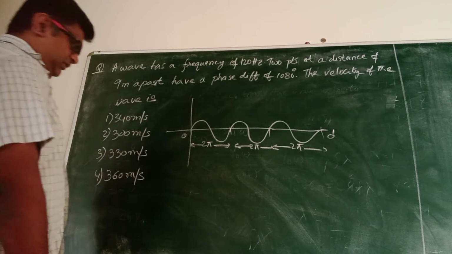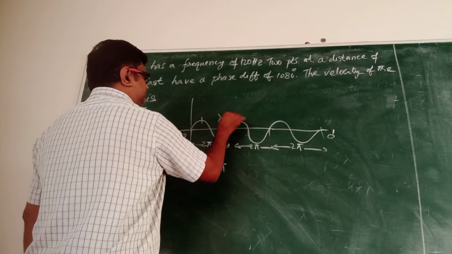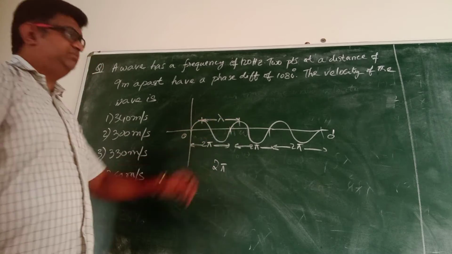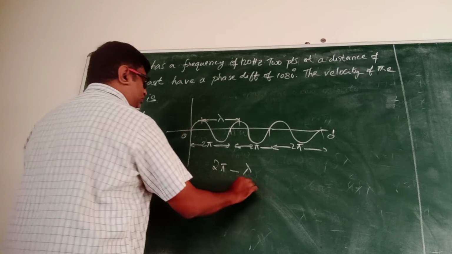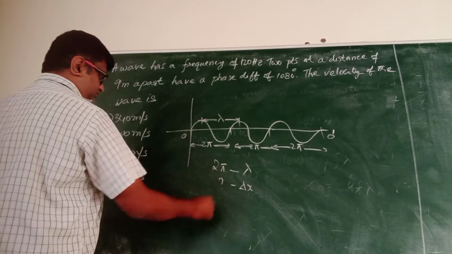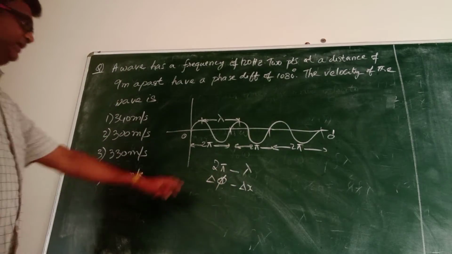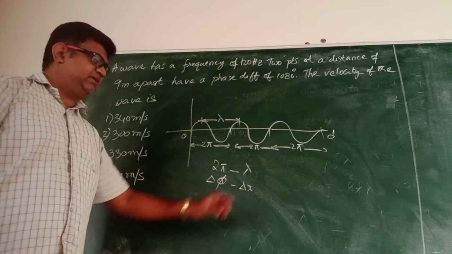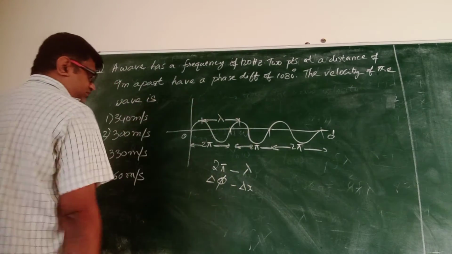Okay. So it's like this. For 2 pi, see what is this distance? It is lambda. So what is the phase difference between these two? 2 pi. So 2 pi corresponds to lambda distance. So delta x corresponds to how much? Okay. So let us say this corresponds to delta phi. 2 pi radian corresponds to lambda. Delta phi is the phase difference, corresponds to delta x. Now delta x is given as here 9 meters.